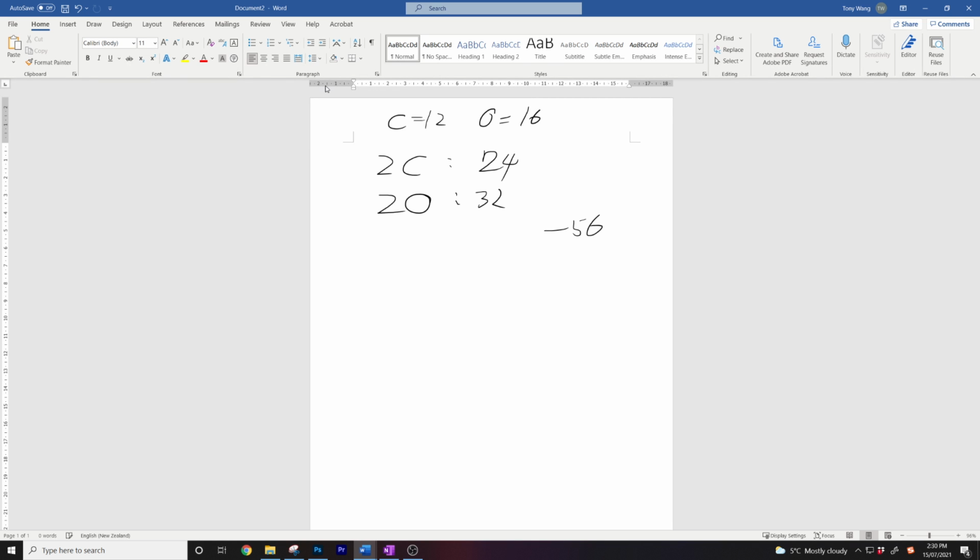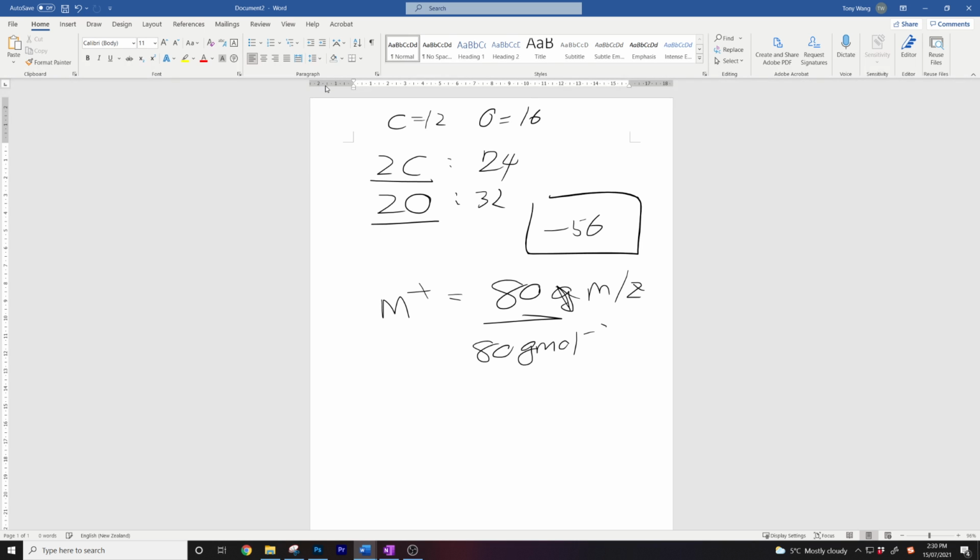Let's say, what if your molecular ion is 80? I'm just making it up. I don't even know if this works. All right, 80 m/z. So what does that mean? It's 80 grams per mole. So by having the bare minimum of carbon and oxygen, you got 56, assuming it's the same type of equation, but I know the molar mass is 80.